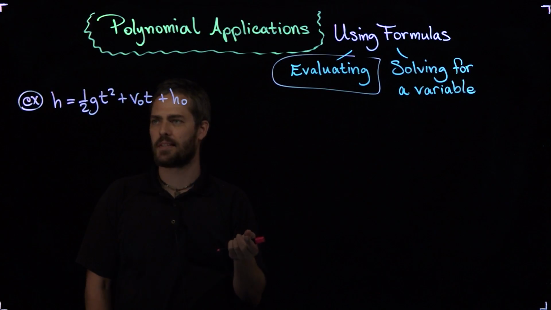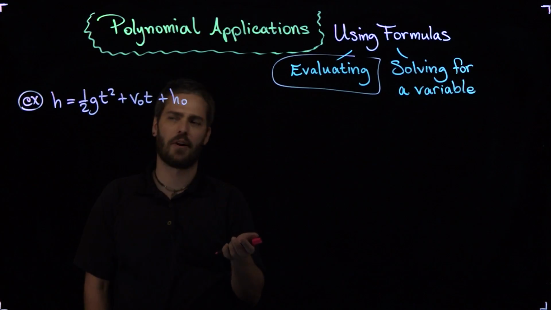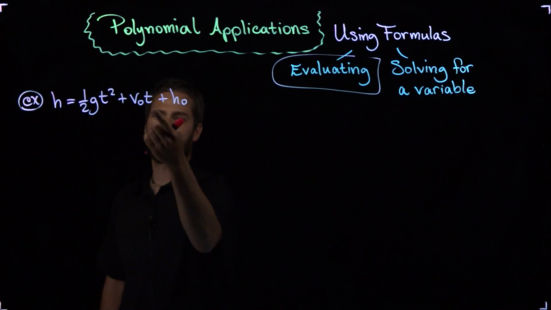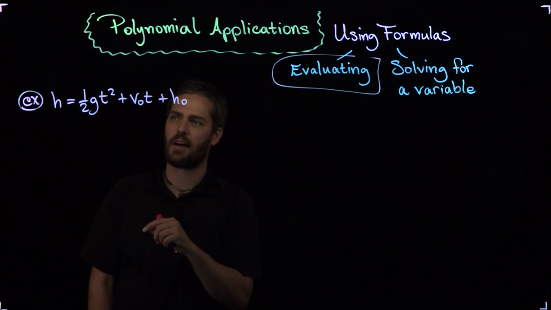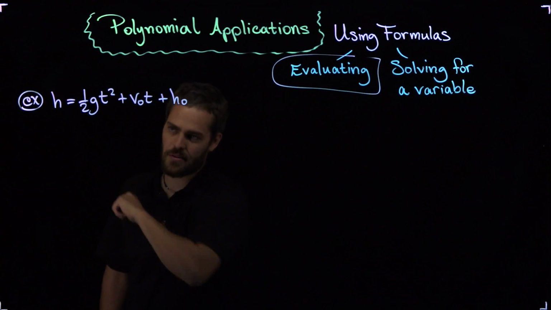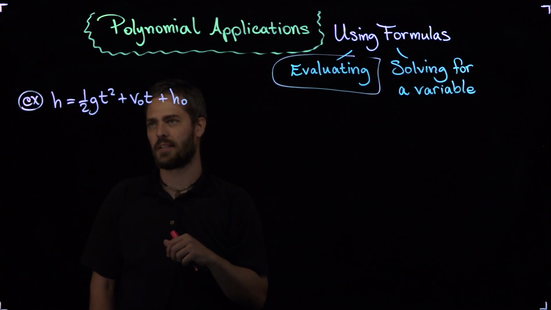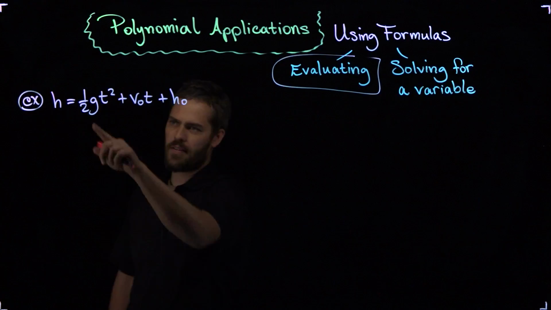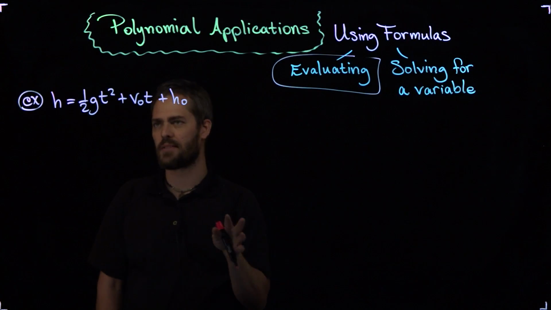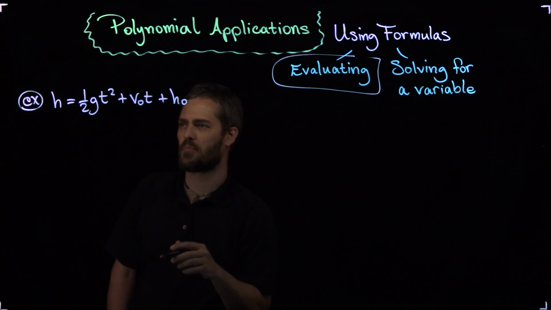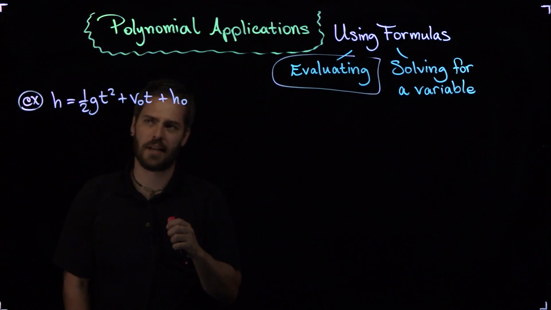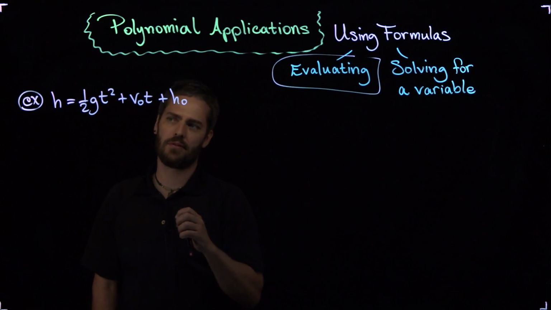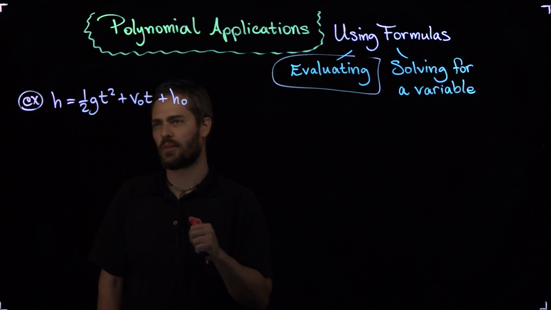This is the height of a falling object given a certain time and a velocity and an initial height, and the acceleration due to gravity close to the surface of the Earth. The gravity on the surface of the Earth is pretty well defined and pretty consistent. It's 9.8 meters per second squared, or 32 feet per second squared, roughly.